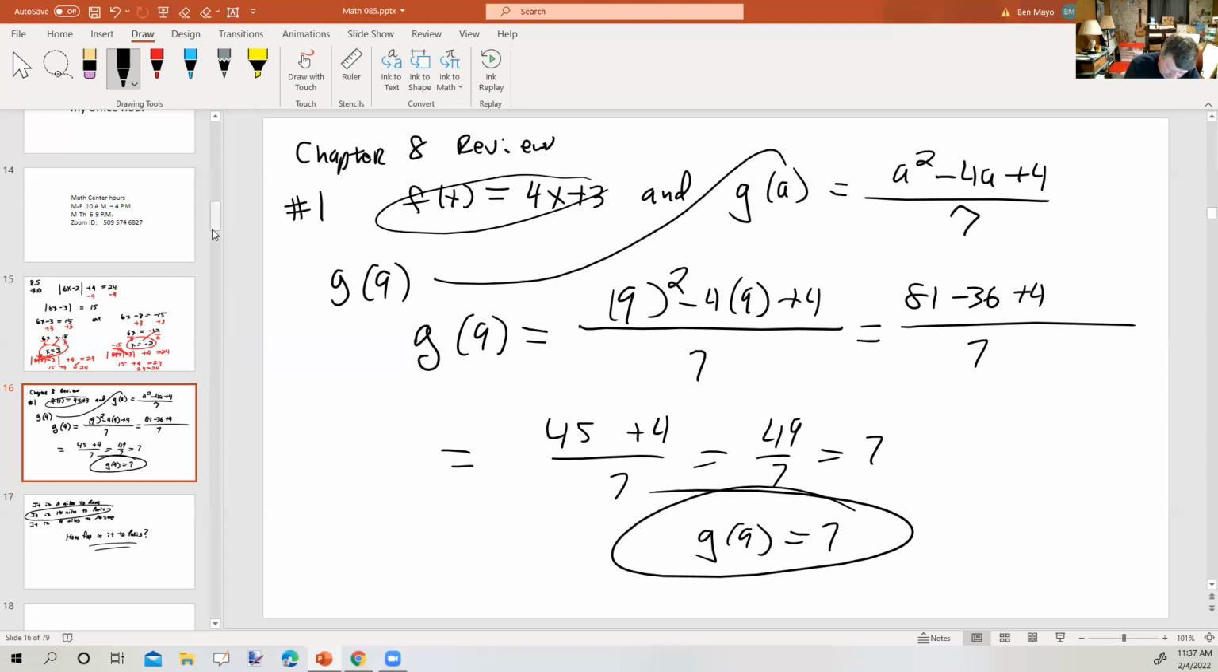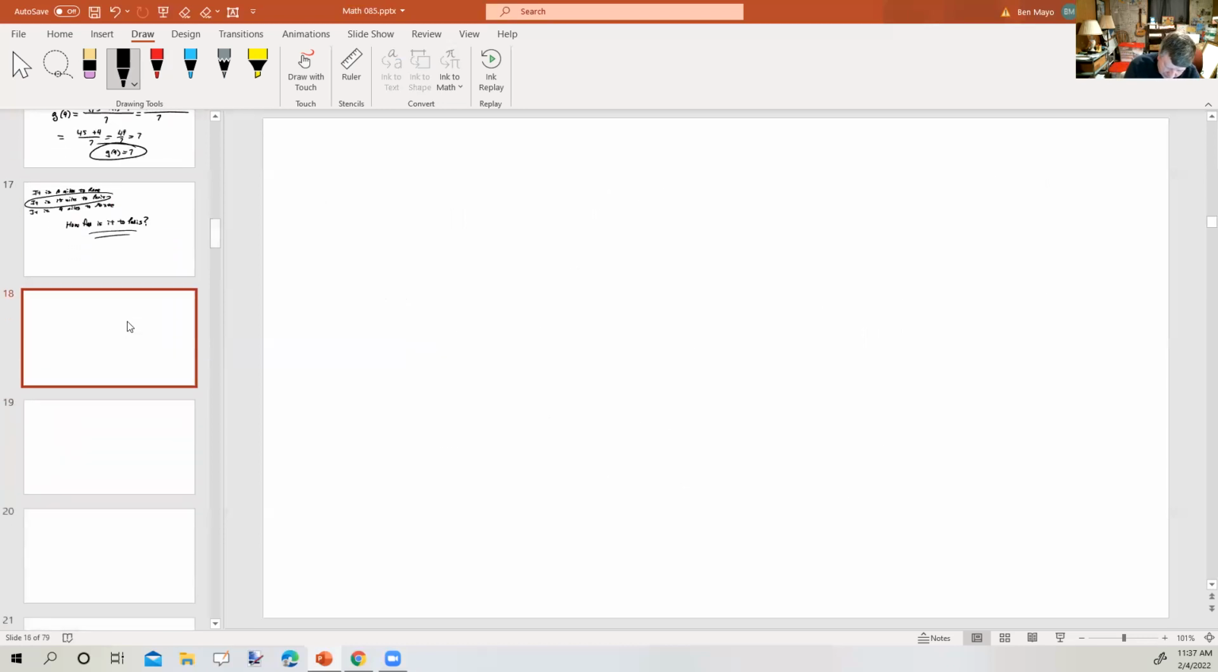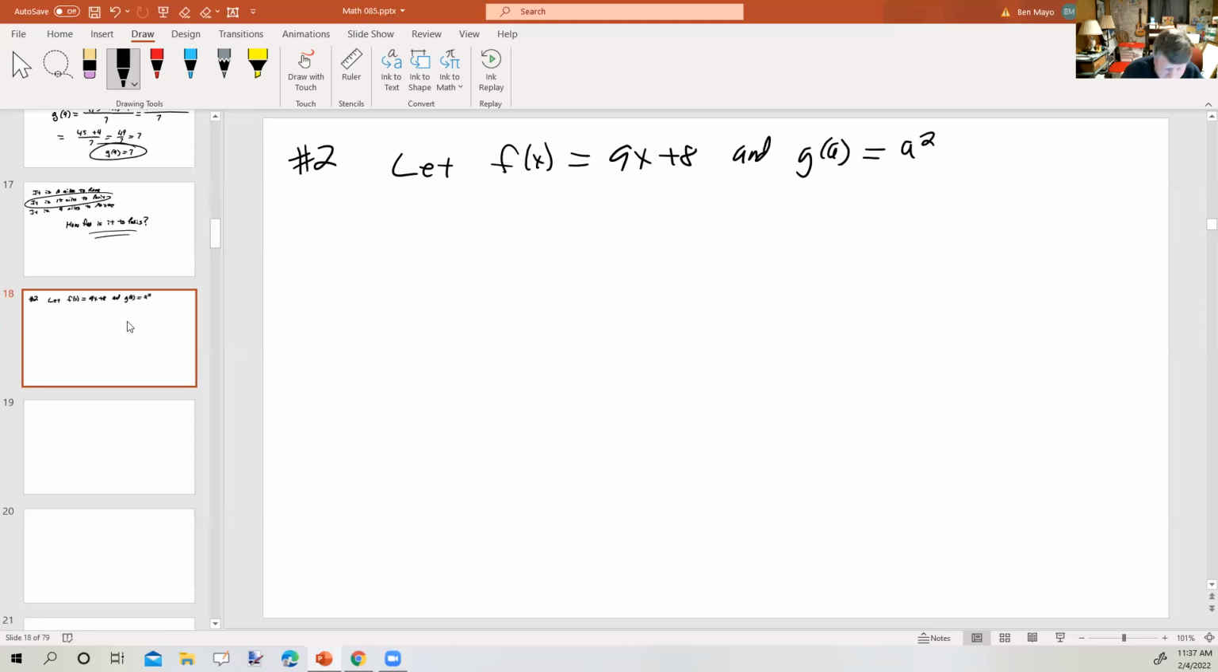Let's take a look at, again in the chapter 8 review, number 2, which is pretty similar. It says let f of x equal 9x plus 8 and g of a equal a squared minus 4a plus 4 all over 4. Find g of negative 2.